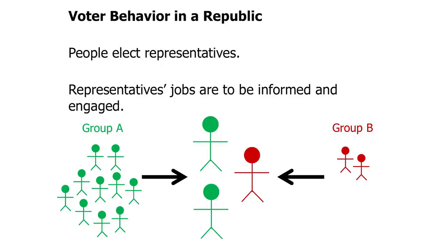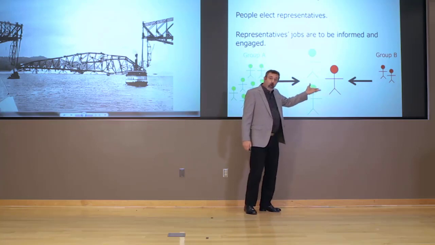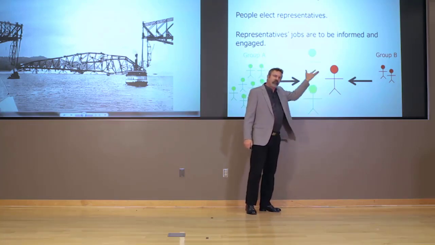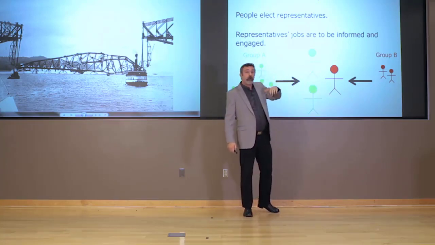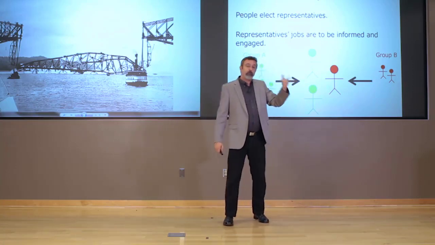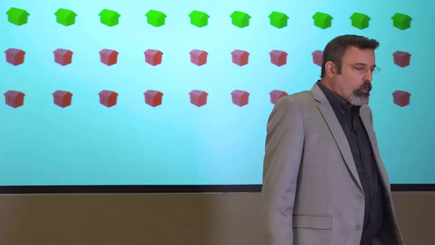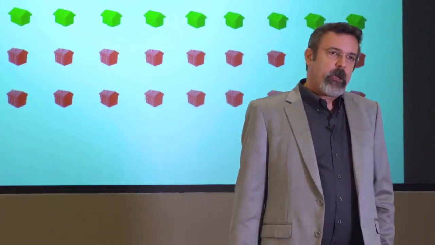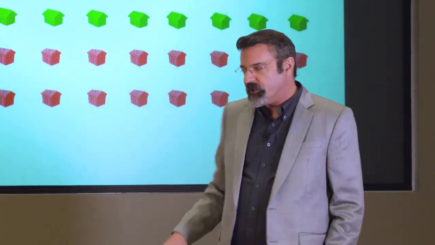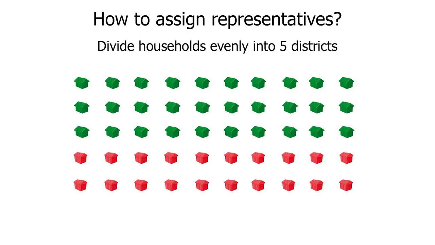So you could imagine the people in Group A hiring representatives to represent them, and the people in Group B hiring representatives to represent them. And these representatives then will hash out whether this law is a good idea or not and vote on behalf of the people in the way the people would vote if they had the time and the energy to study the law themselves. Well, that's an interesting idea, but it raises a problem in its own, which is how do we divide our populace into districts and assign representatives to them?